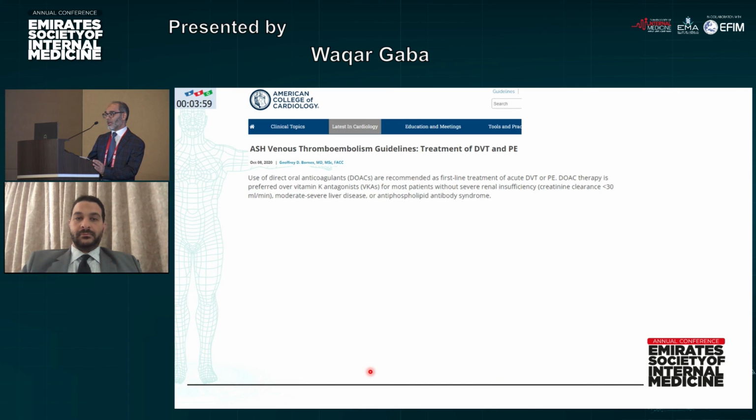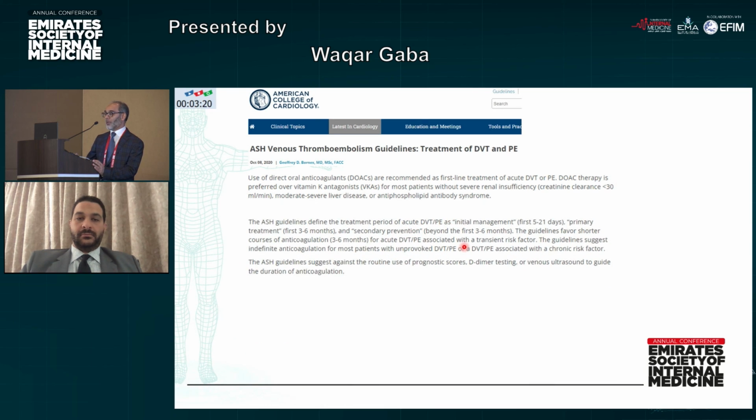So ASH, the American Society of Hematology guidelines, said that DOACs are the first-line treatment. DOACs should be preferred over VKAs for most patients, except those with severe renal insufficiency, moderate to severe liver disease, or antiphospholipid syndrome. Although we are now more and more talking about patients with severe renal insufficiency, where in some cases DOACs are coming in. And for now, of course, in antiphospholipid syndrome, you don't go with DOACs.